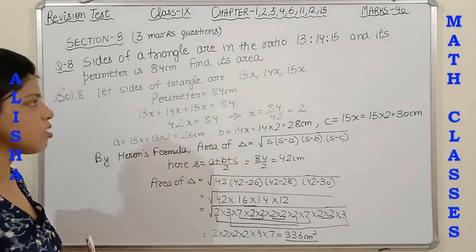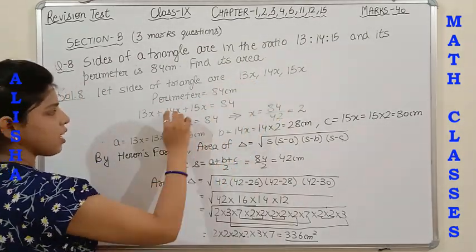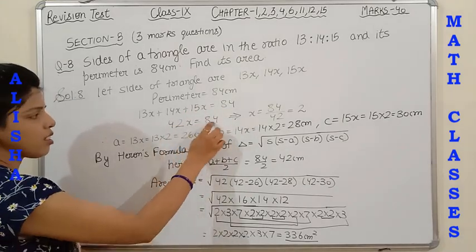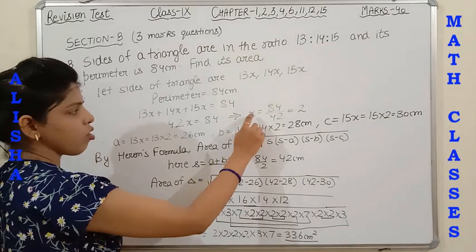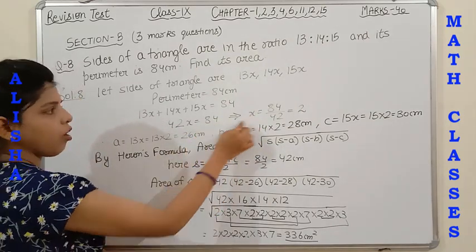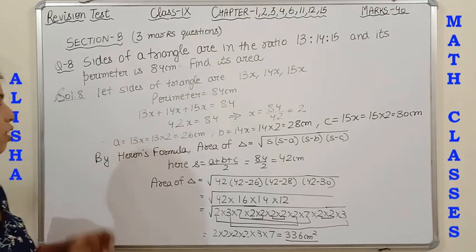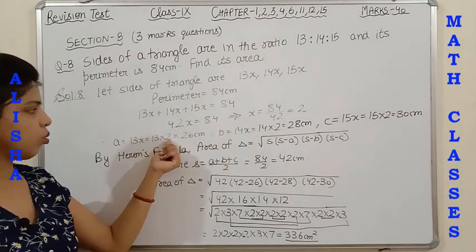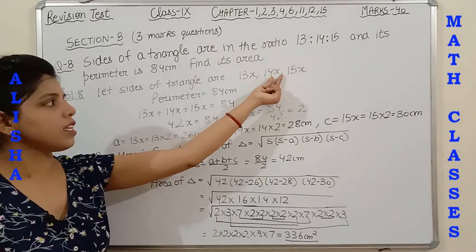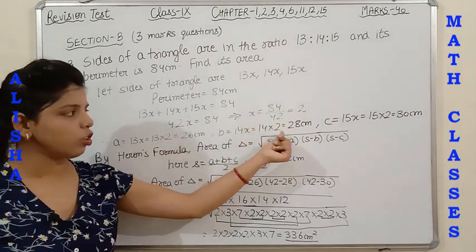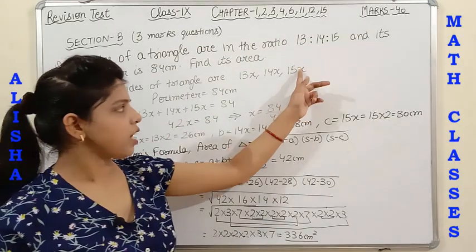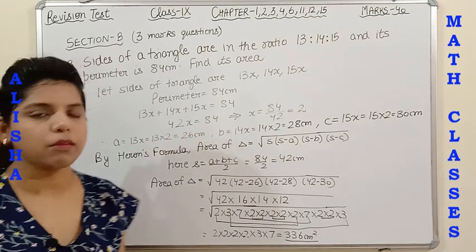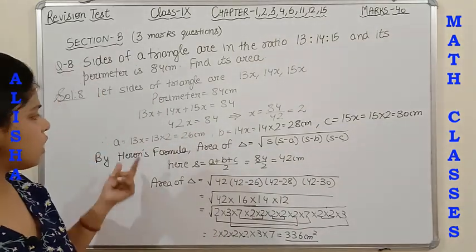By perimeter, we mean the sum of all the sides of the triangle, that is 13x plus 14x plus 15x is equal to 84. That means 42x is equal to 84. So here I get the value of x is equal to 84 upon 42, which is equal to 2. So that means the sides of the triangle, that is A is equal to 13x, that means 13 into 2 is equal to 26. B is equal to 14x, that means 14 into 2 is equal to 28. And the third side, C is equal to 15x, which is 15 into 2 is equal to 30 cm. That means I have found all the sides of the triangle.